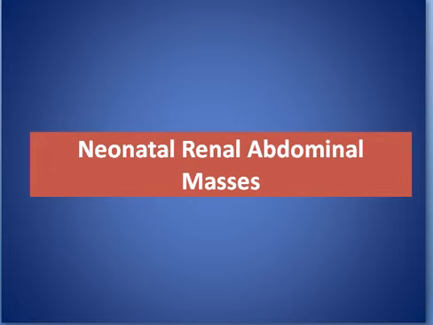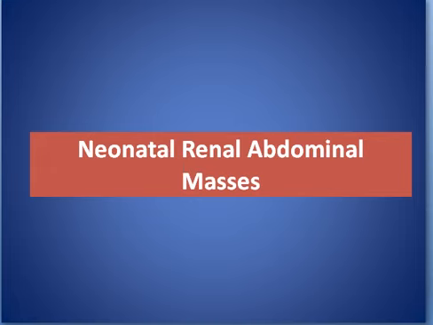The second most common renal mass in the neonate is multicystic dysplastic kidney, which can also be diagnosed on ultrasound and appears as multiple cysts of variable sizes, which do not communicate with each other. And the third most common solid renal mass in the neonate is mesoblastic nephroma, which is unilateral.